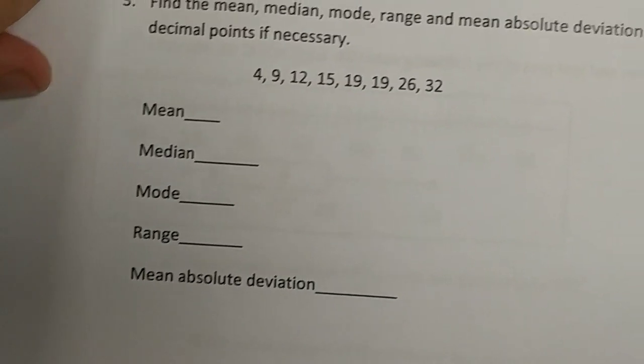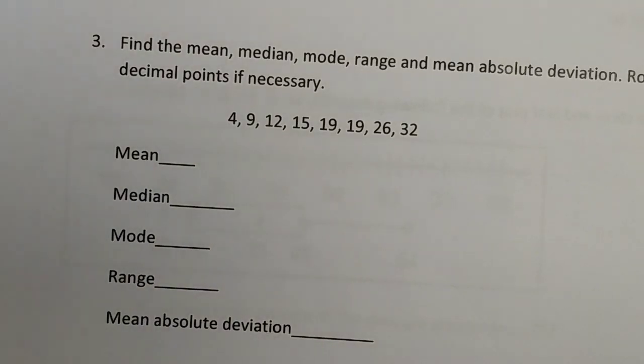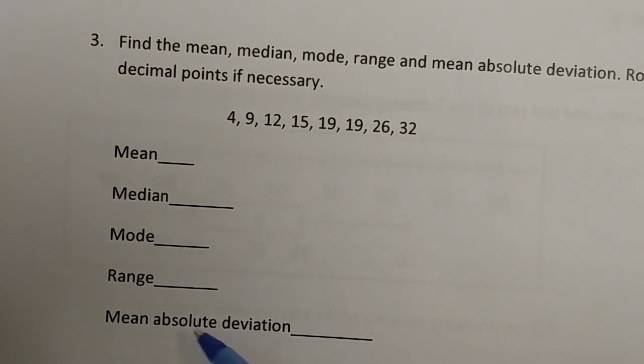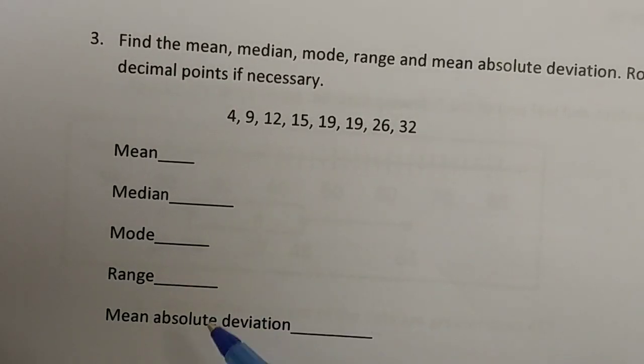Oh, good. Mean, median, mode, and range. Mean, median, mode, and range. And mean absolute deviation. I think if you're in period 3, you don't have to worry about this. Oh, no, period 5. Period 5, you didn't do this. But period 3, we'll have to do all these.